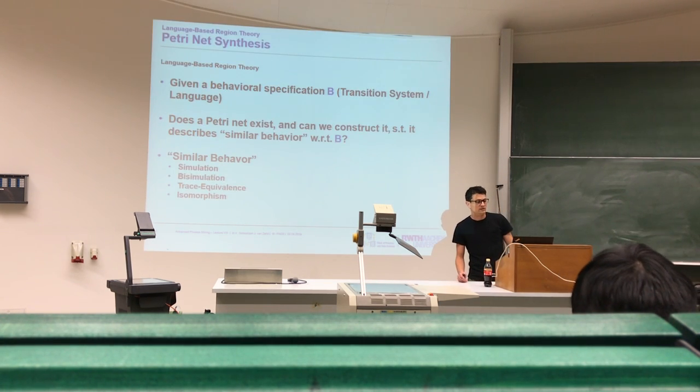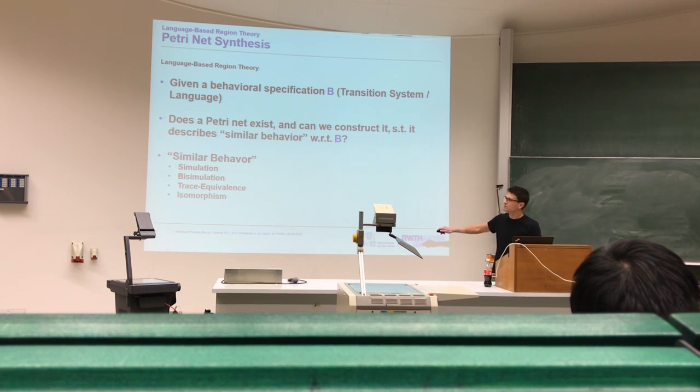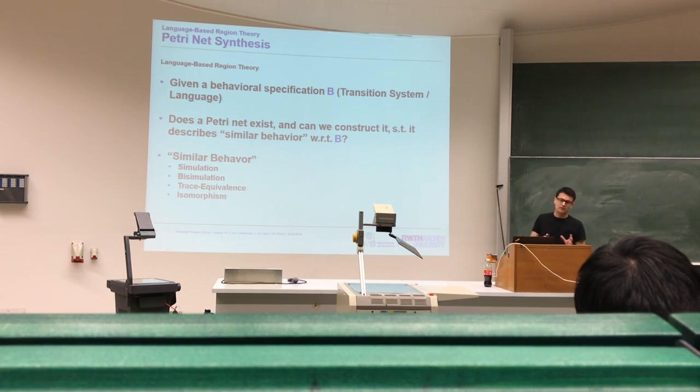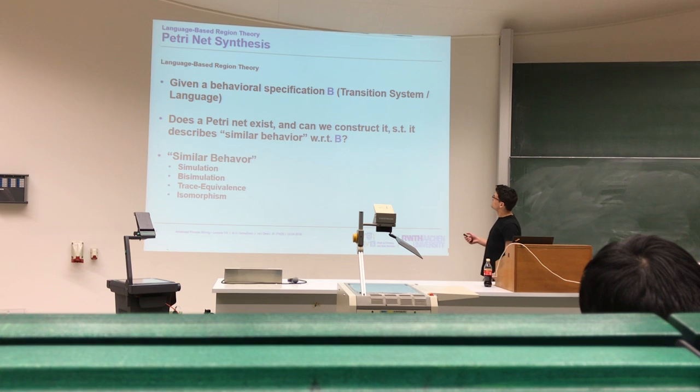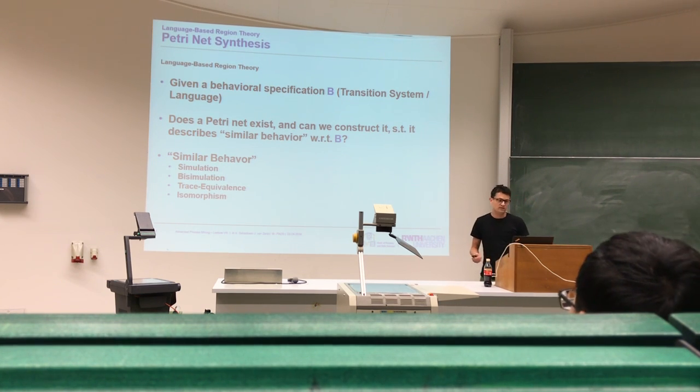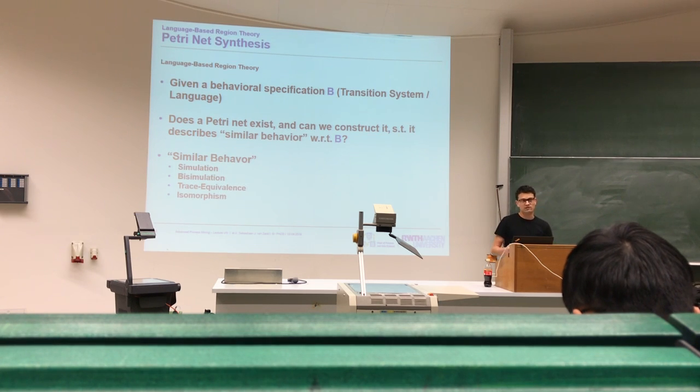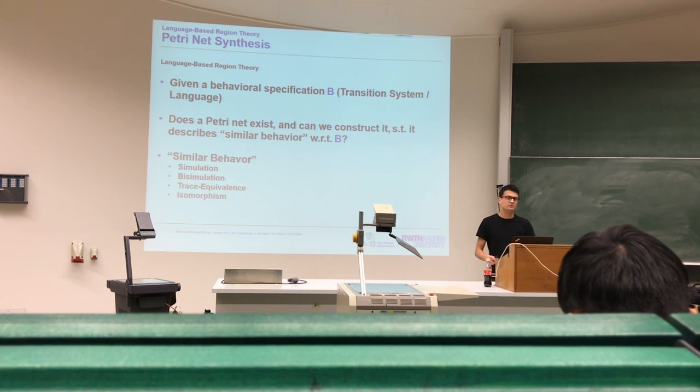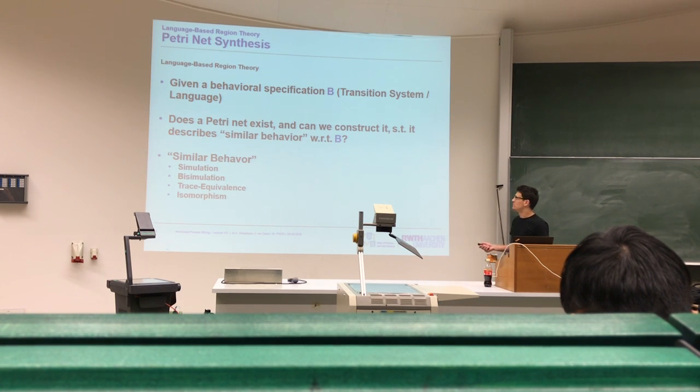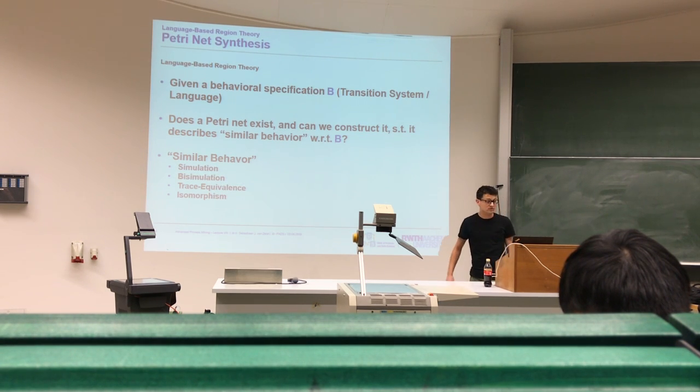So I hope you kind of remember that region theory stems from Petri net synthesis, where we have a behavioral specification B of a process, which is either a transition system or a language. And the question is, can we come up with a Petri net that somehow describes similar or equal behavior with respect to that specification? And similarity in behavior, again, I had a typo because I didn't have time to fix it, is simulation, bisimulation, trace equivalence, or isomorphism, depending also on what type of specification you use.